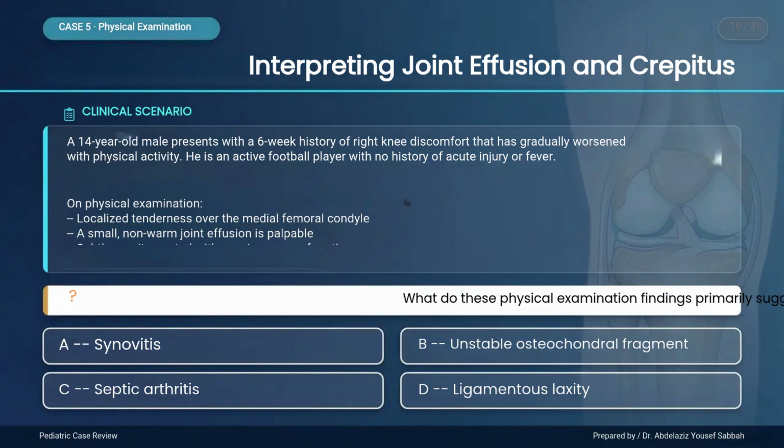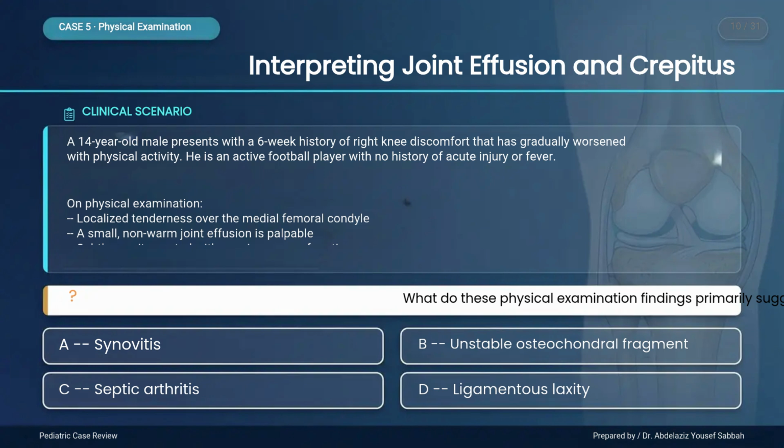On physical examination, localized tenderness over the medial femoral condyle, a small non-warm joint effusion is palpable. Subtle crepitus is noted with passive range of motion, no ligamentous laxity on stress testing, and the patient is afebrile with no signs of systemic illness. What do these physical examination findings primarily suggest about the underlying pathology?